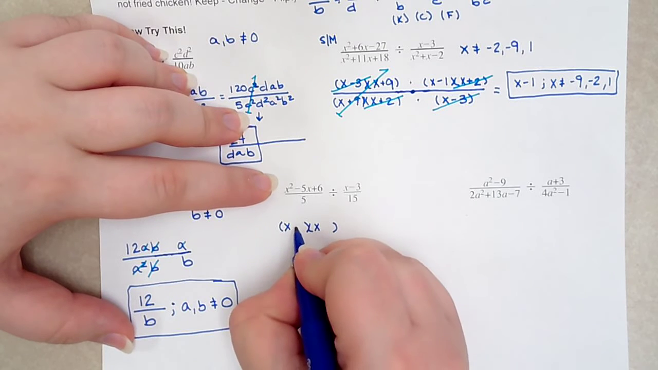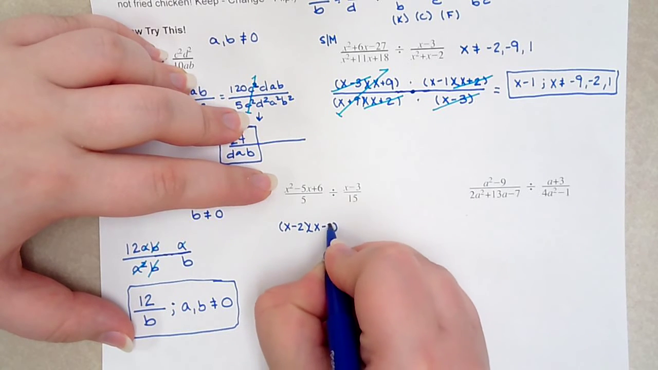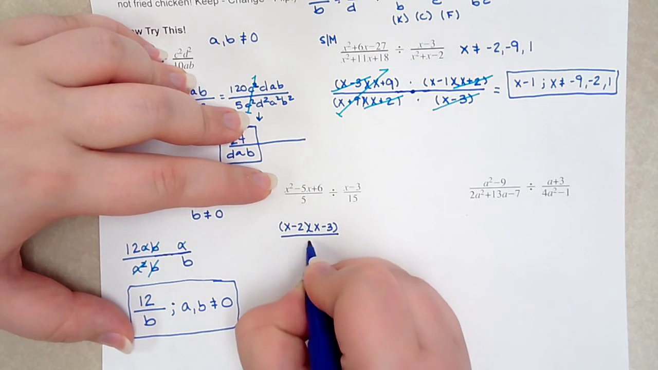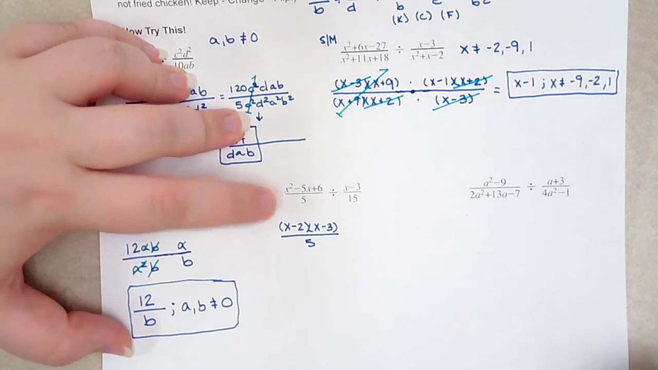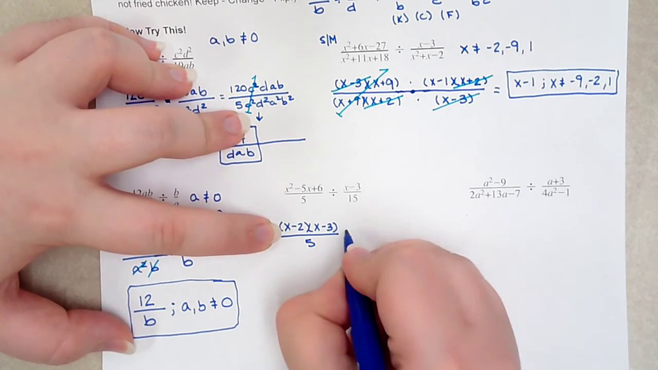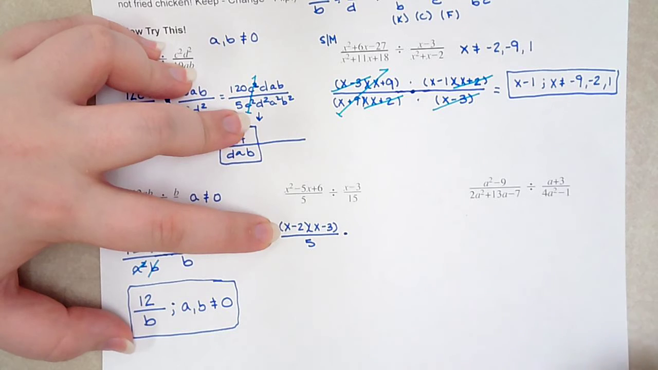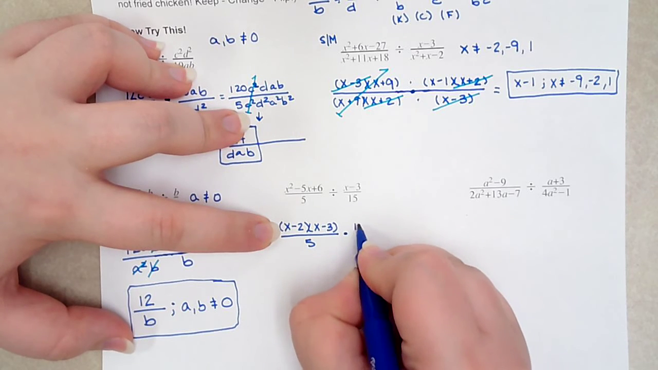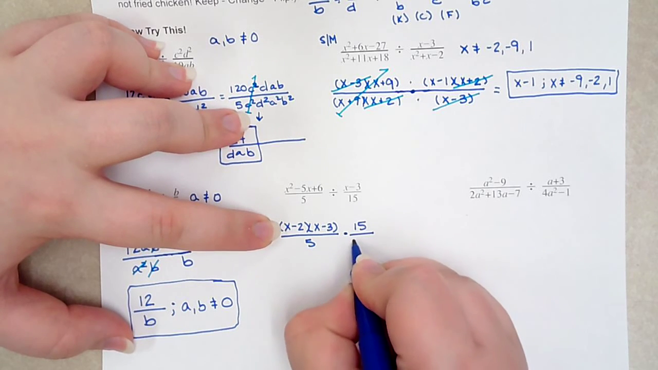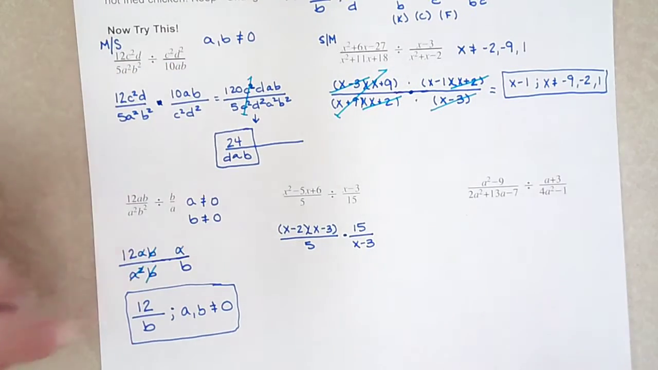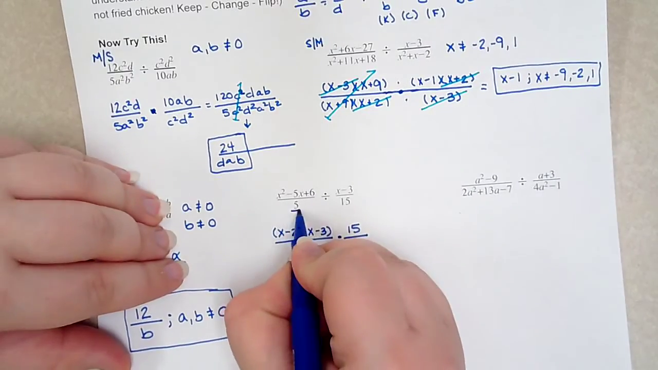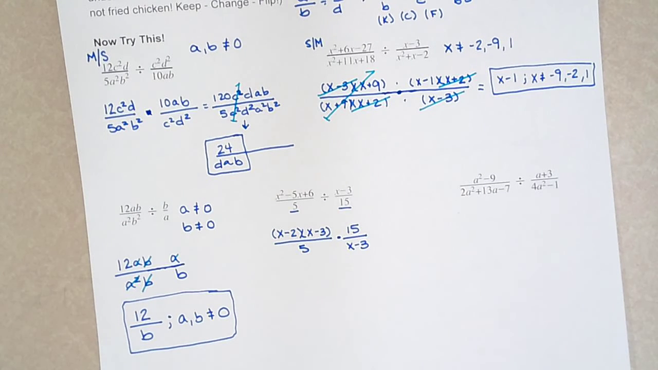Multiplies to positive 6, adds to negative 5. Make those negative over 5. I'm going to keep the fraction, change the sign, flip the second, so 15 over x minus 3. Notice with this one, we didn't have to find excluded values first because there's nothing that could make the bottom 0 because it's already 5 and 15. I didn't even have to check for excluded values there.